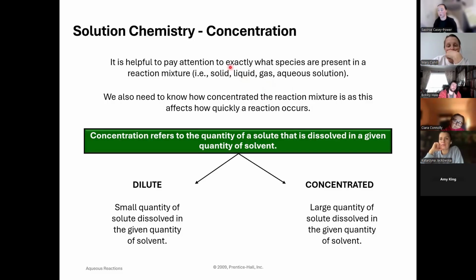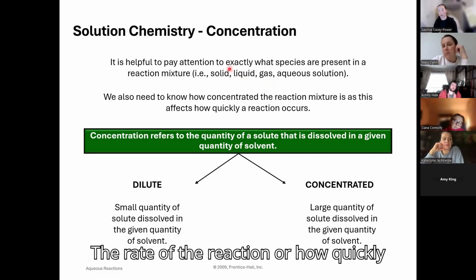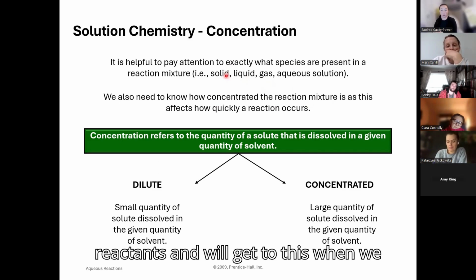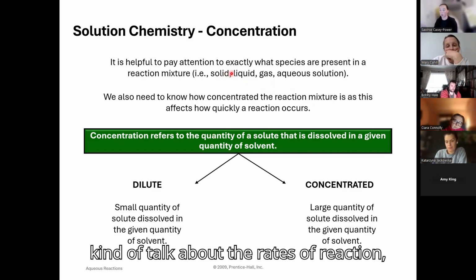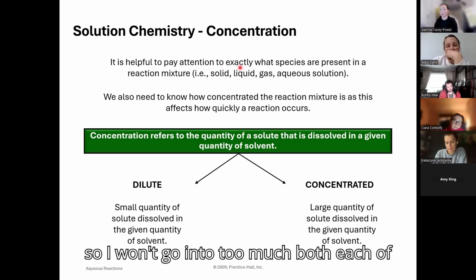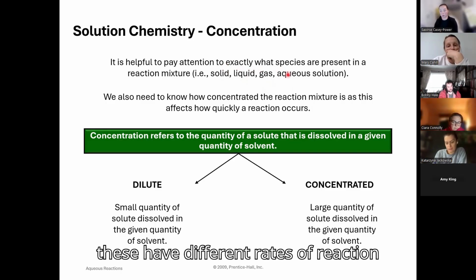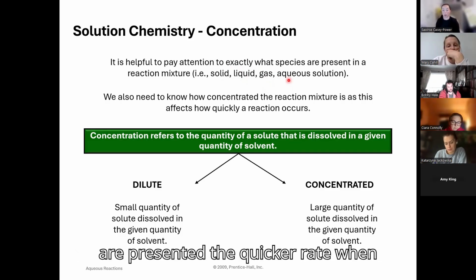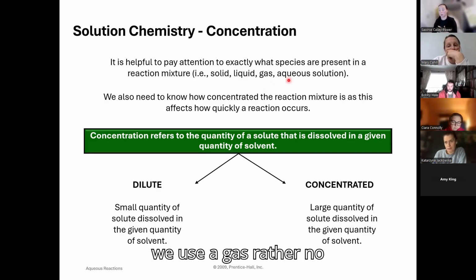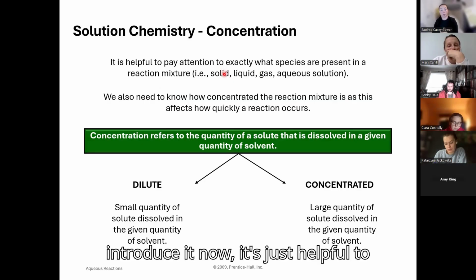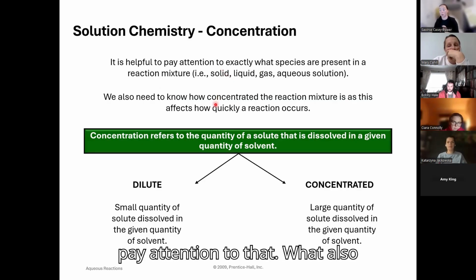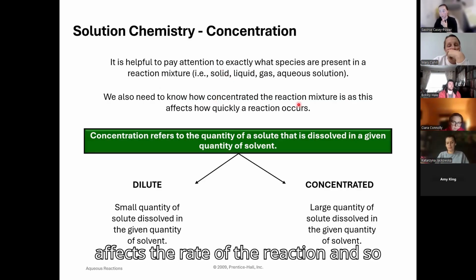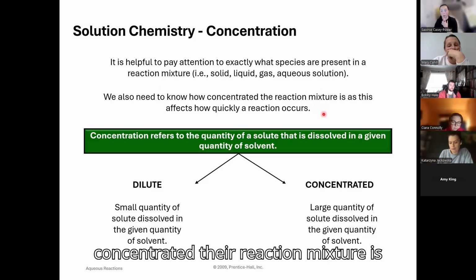Because the rate of the reaction, or how quickly reactants react, and we'll get to this when we talk about the rates of reaction, so I won't go into it too much, but each of these has different rates of reaction associated with it. Sometimes reactions proceed at a quicker rate when we use a gas rather than a solid. So just to introduce it now, it's helpful to pay attention to that. What also affects the rate of the reaction is how concentrated a reaction mixture is.